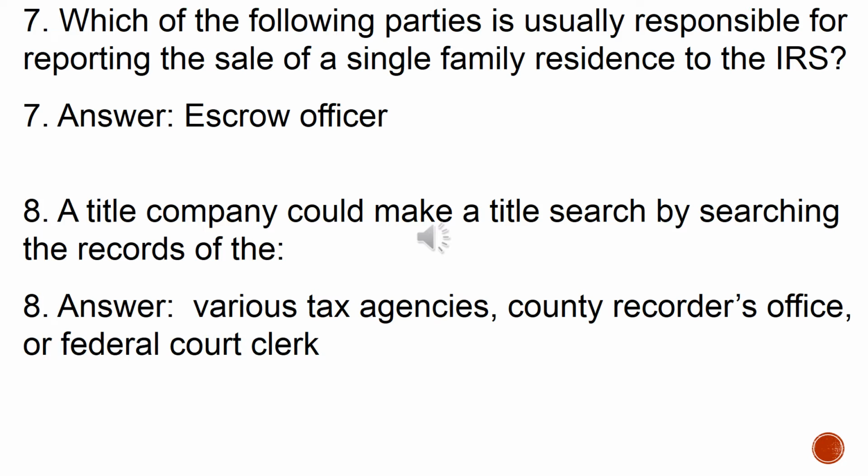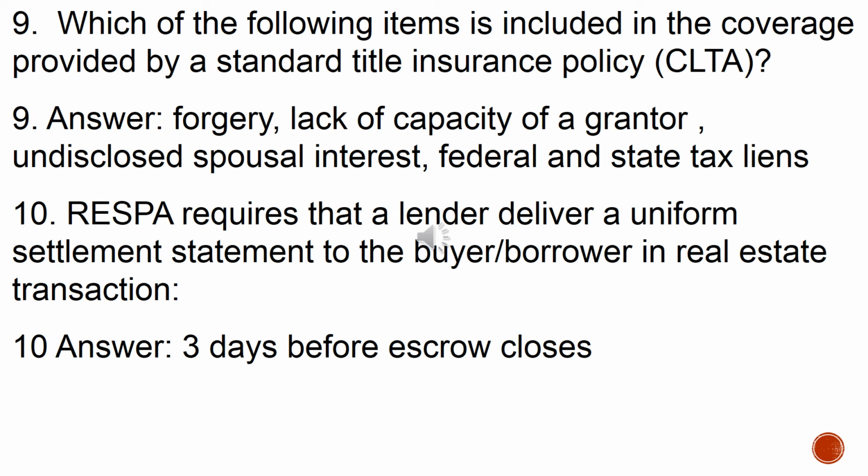Question number 8. A title company could make a title search by searching the records of the? Answer, various tax agencies, county recorder's office, or federal court clerk. Question number 9. Which of the following items is included in the coverage provided by the Standard Title Insurance Policy, CLTA? Answer, forgery, lack of capacity of a grantor, undisclosed spousal interest, federal and state tax liens.